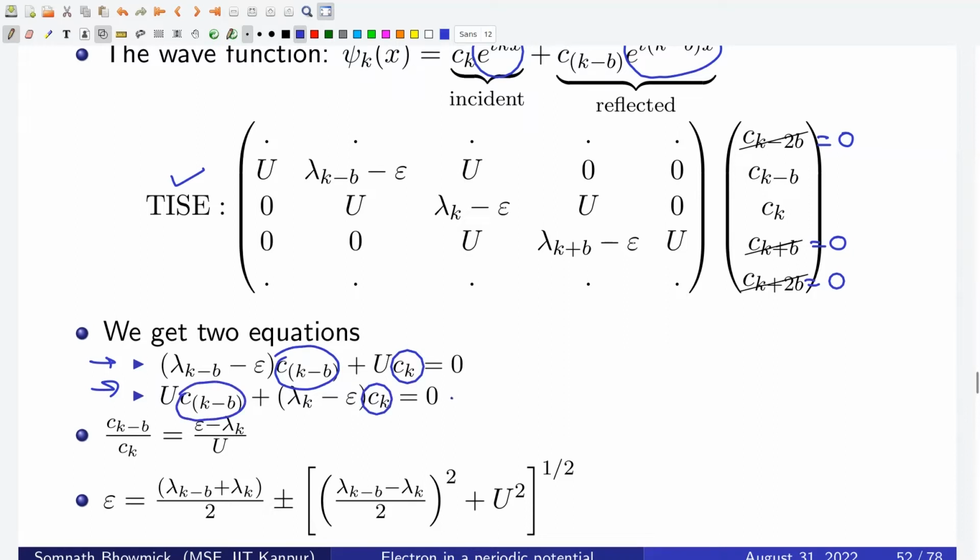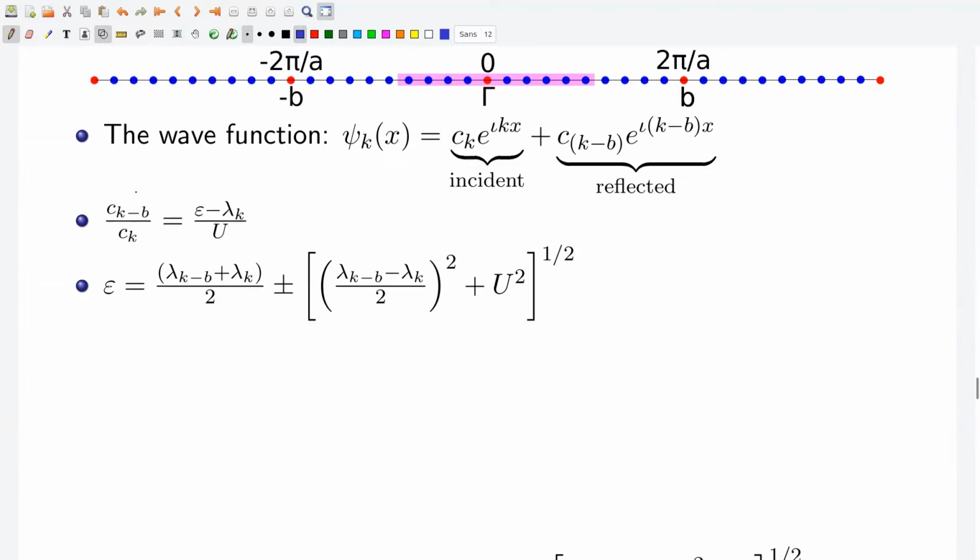From the second equation, we can write u times c_(k-b) is equal to (epsilon minus lambda_k) times c_k, which implies that c_(k-b) by c_k is equal to (epsilon minus lambda_k) divided by u. We also get the energy eigenvalues of Bloch electrons from the system of linear equations as given here. Now, let us calculate this ratio.